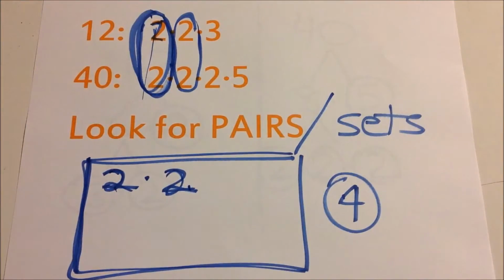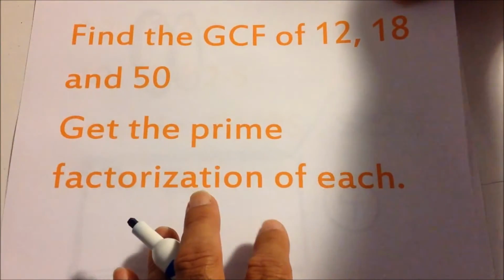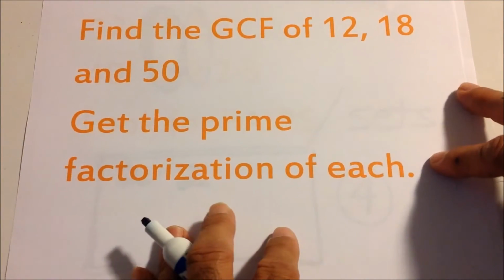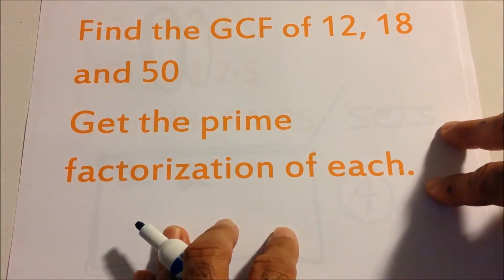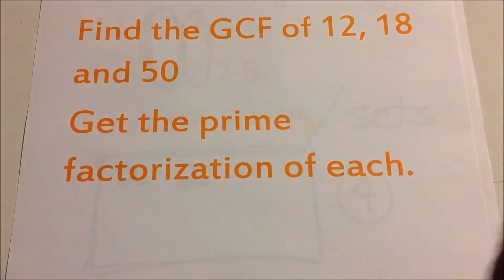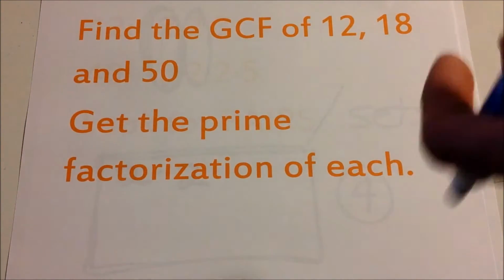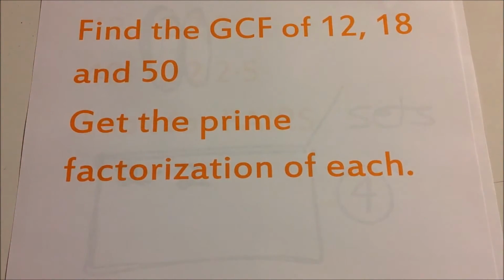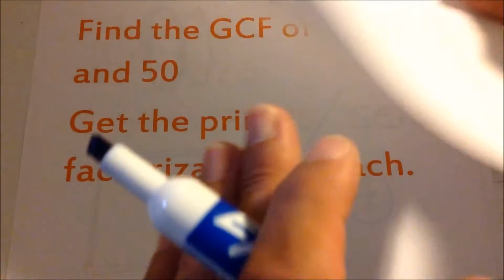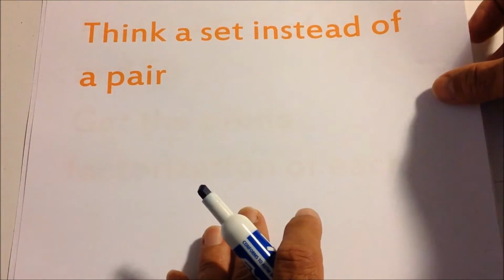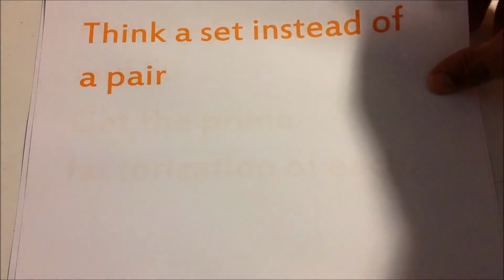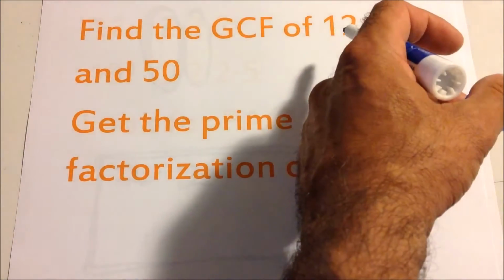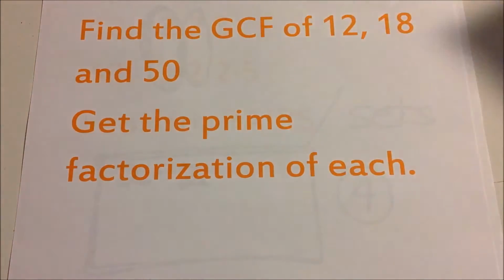Now let's see if we can do 3 numbers. It's the same way. Find the GCF of 12, 18, and 50. If you get the prime factorization of each number, you can do this. Just remember, instead of pairs now, think of sets. The same thing. Make a set box. See what they share. So again, think of a set instead of a pair. So you should pause the tape and see if you can do this. Again, get the GCF of 12, 18, and 50.